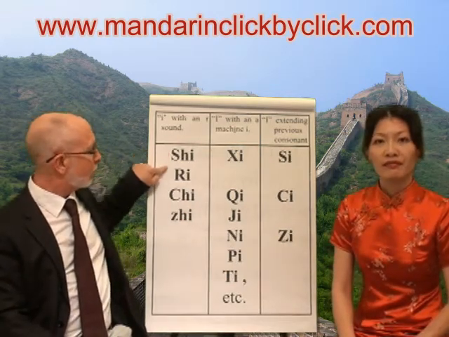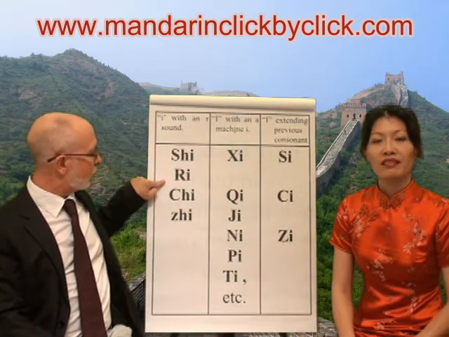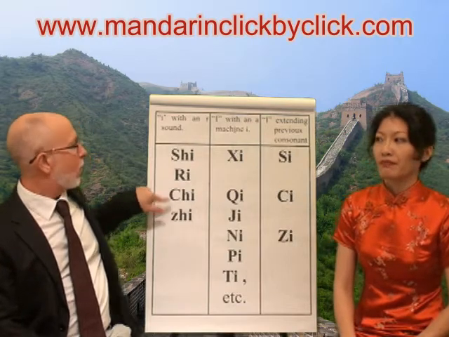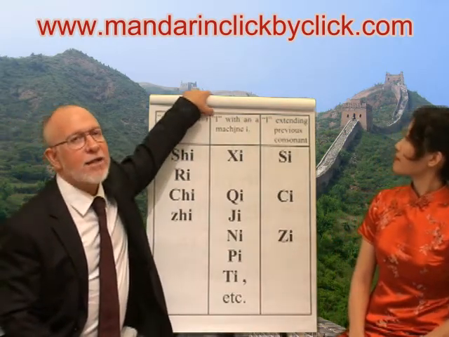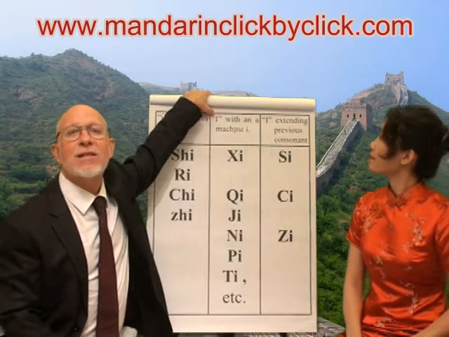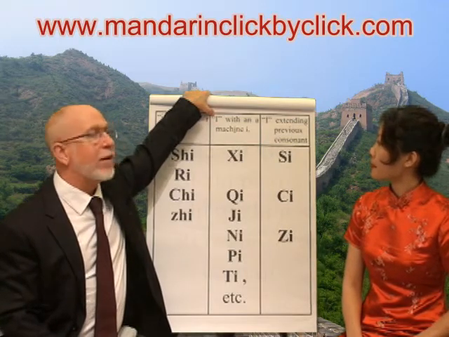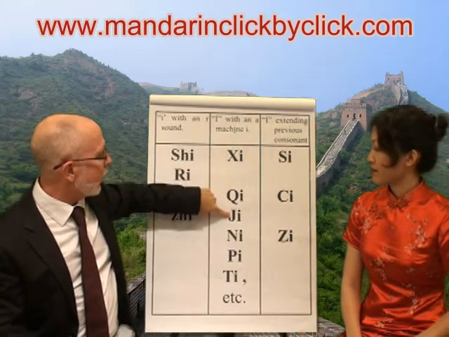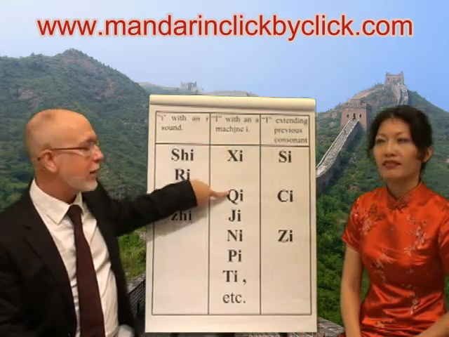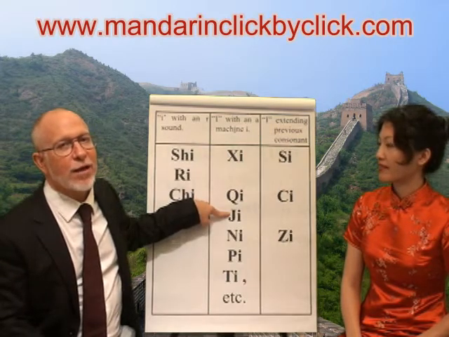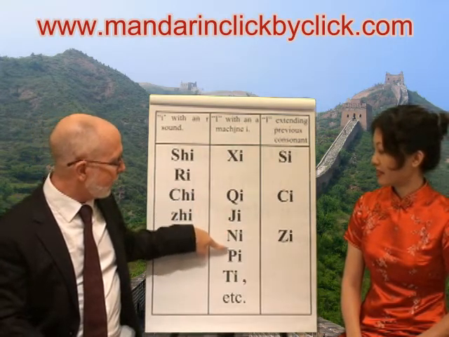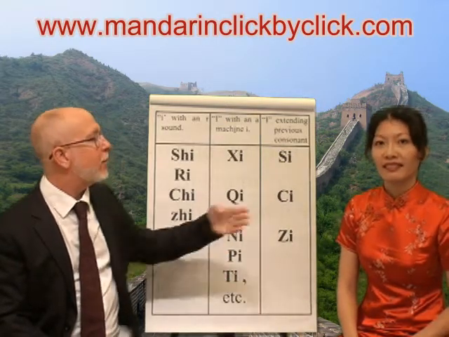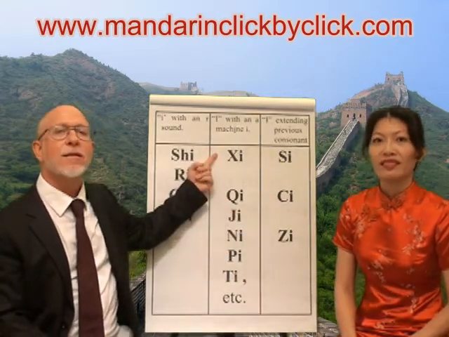诗 日 吃 知 Okay, most of the time I is pronounced E, like in machine. And we oftentimes see it with the X, the Q, and the J, xi, qi, and ji, but also with other consonants like N, P, and T, ni, pi, ti. Can you say those for our video audience?